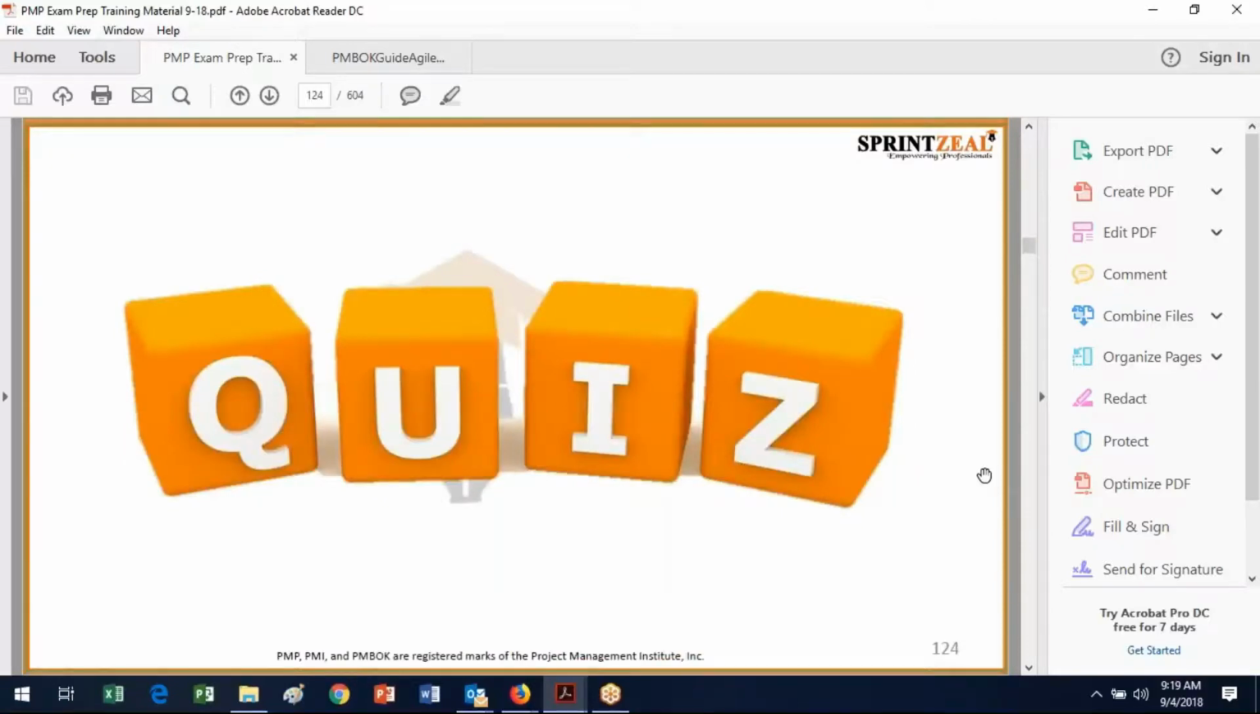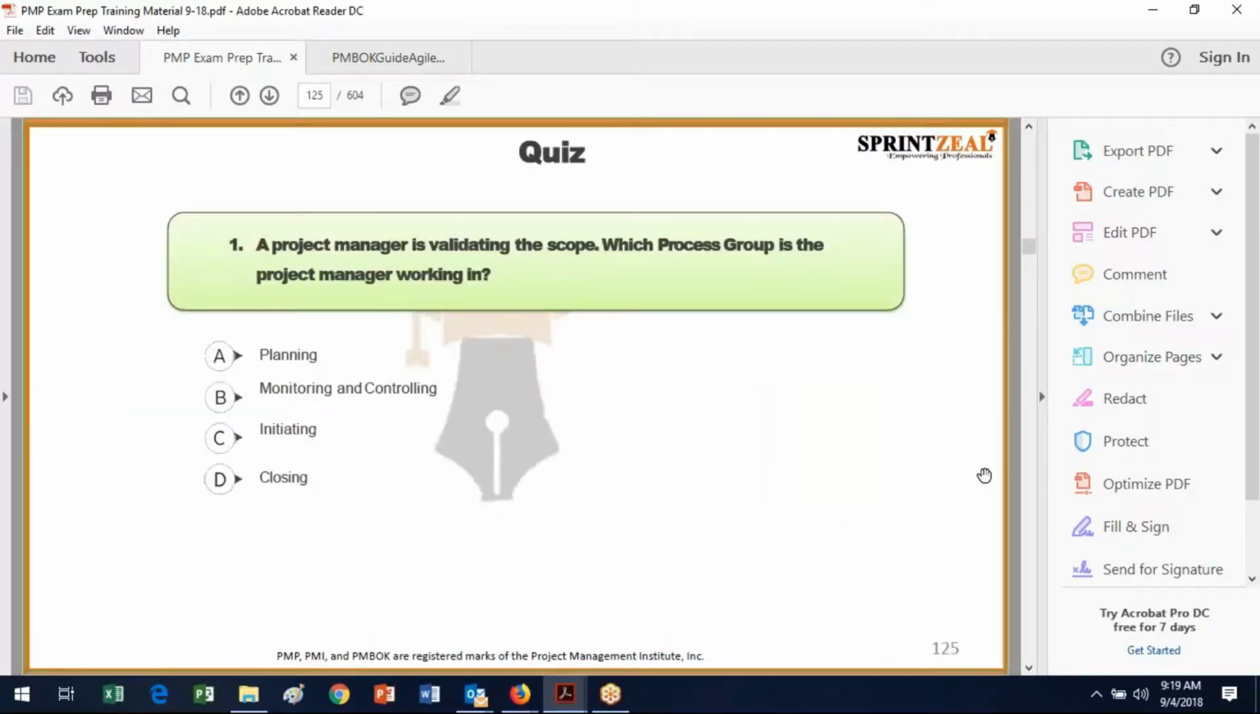And now we have the inevitable quiz. So, hold on. Pick an answer. Let's say, which process group is the project manager working in? Validating scope.